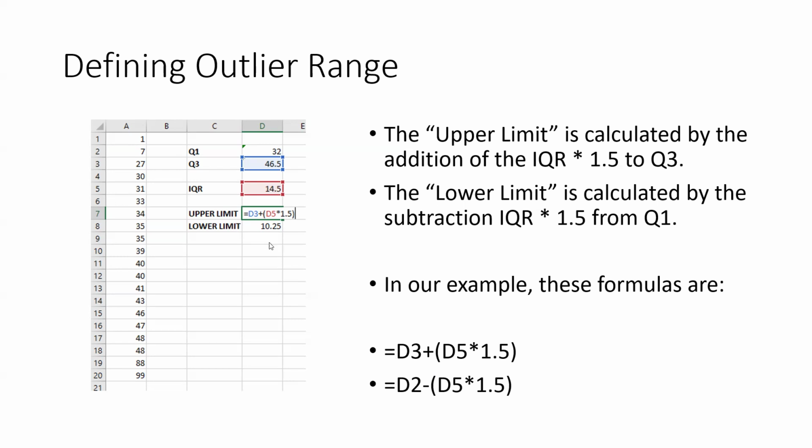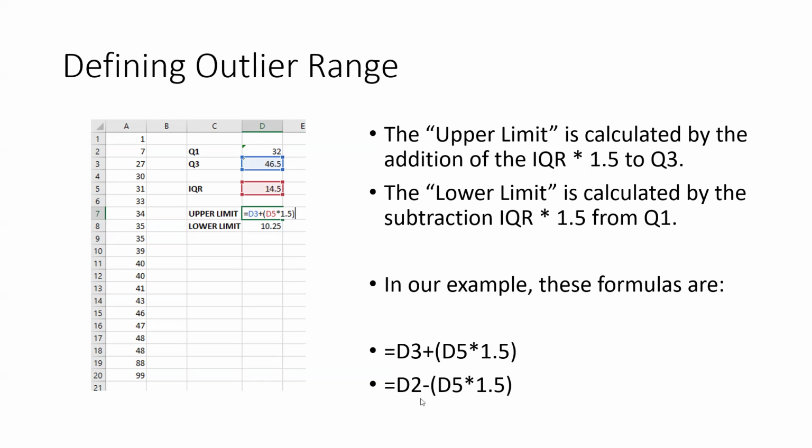So with this, you can do this in Excel if you like, but if you wanted to do it with pencil and paper, it is 46.5, our third quartile value, plus the product of the interquartile range, which is 14.5, multiplied by 1.5, because the upper limit is calculated by the addition of the interquartile range multiplied by 1.5 to the third quartile.